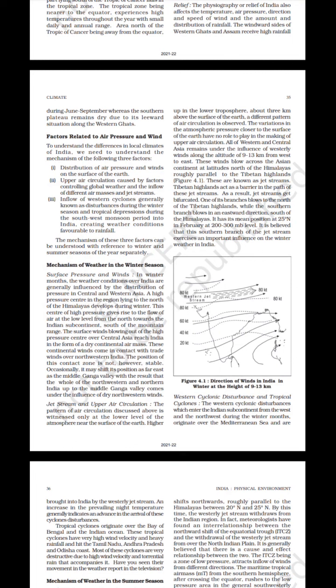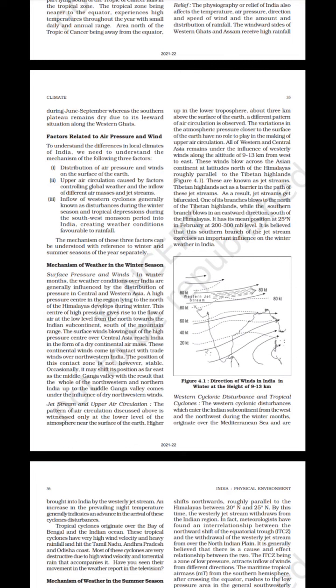As a result, jet streams get bifurcated. One of its branches blows to the north of the Tibetan highlands, while the southern branch blows in an eastward direction south of the Himalayas. It has its main position at 25 degrees north in February at 200 to 300 MB level.